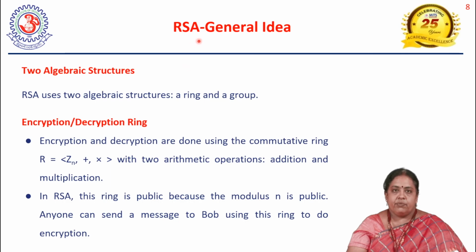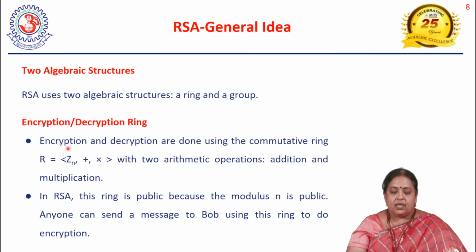Actually, in RSA we have three algorithms. One is used to generate the key, one is used for the encryption process, and one algorithm is used for the decryption process. So for the encryption and decryption process, we are going to make use of the algebraic structure called a ring, whereas for the key generation process, we make use of the algebraic structure called a group. Then we see what this encryption decryption ring is.